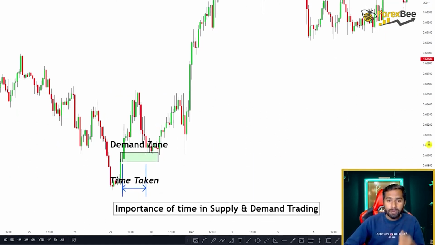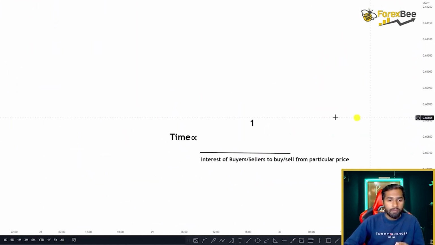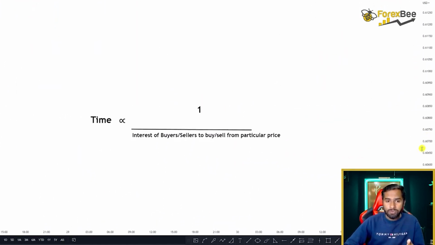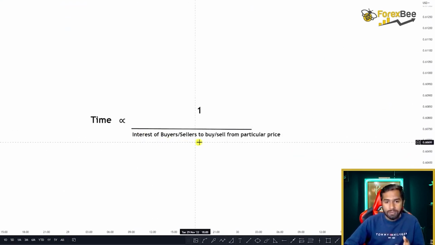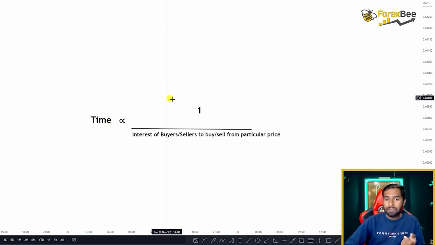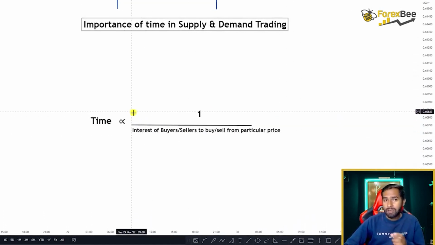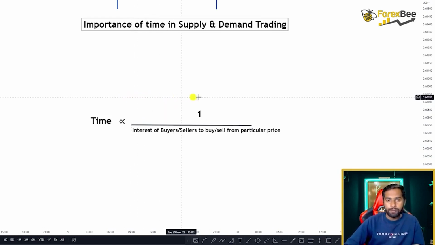So what we can deduce from this discussion is that time is inversely proportional to the interest of buyers or sellers to buy or sell from a particular key level or price. This is the main idea: once you have found the zone, if the market does not come back right away, within a short time, then you should not trade that zone because it would not work out very well in your favor.